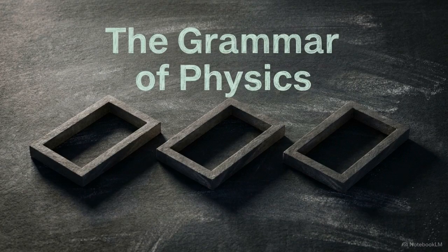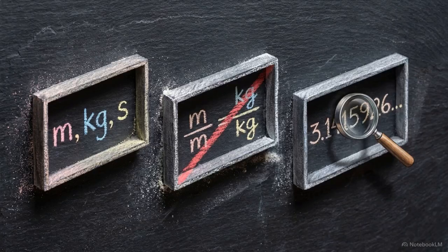This leaves us with 3 core grammar rules for physics. 1. Define your SI base units. 2. Verify conversions with diagonal cancellation. 3. Let your least precise input dictate your significant figures.